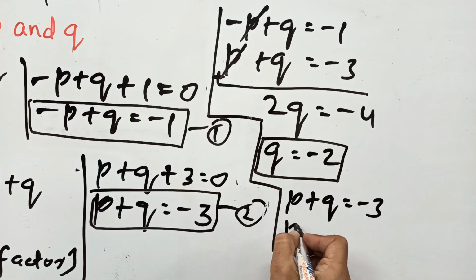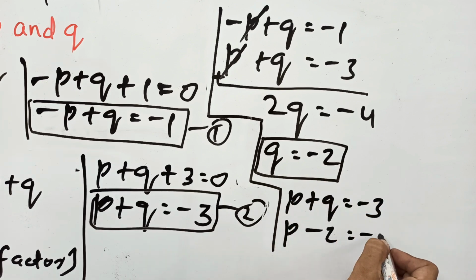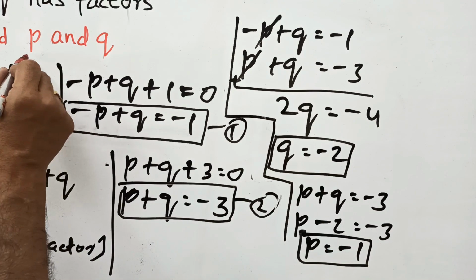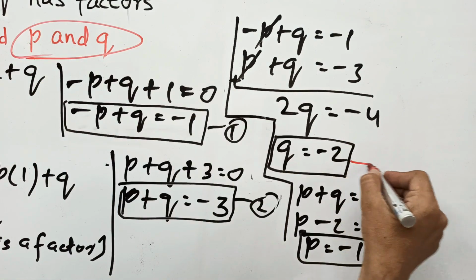In place of q, I am putting minus 2. So 2 will be shifted here. P is equal to minus 3 plus 2, which is minus 1. So there is the value of p and q.